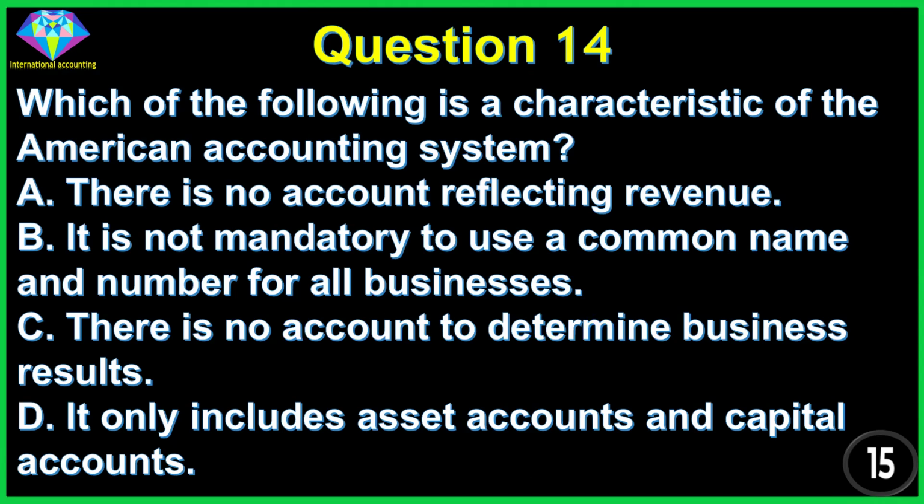Which of the following is a characteristic of the American accounting system? A. There is no account reflecting revenue. B. It is not mandatory to use a common name and number for all businesses. C. There is no account to determine business results. D. It only includes asset accounts and capital accounts.